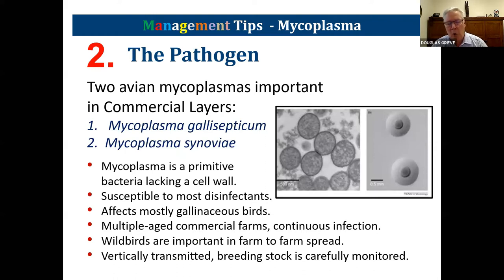The problem occurs on multiple age farms where the mycoplasma is continuing to cycle from older infected birds to young susceptible birds coming onto the farm. And that's further aggravated if our growing, our rearing, and our laying operation is in the same location, which is a common setup in India. So what we find is on these multiple age layer farms that mycoplasma becomes a persistent infection and difficult to eliminate because we're never in a situation where the farm is completely emptied of birds and we could clean it up and break the cycle.